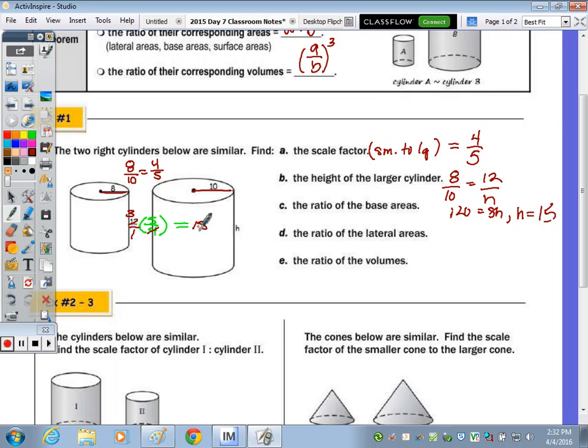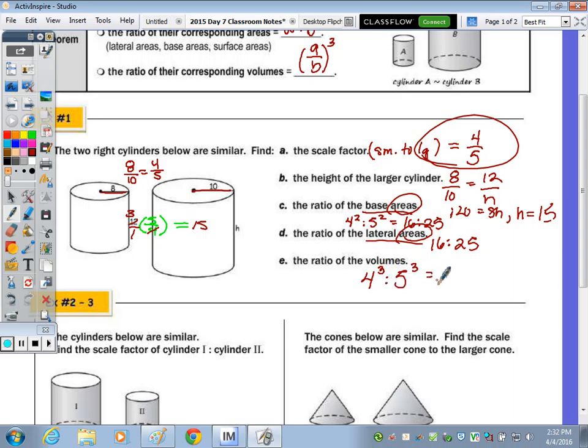And then what's the ratio of the lateral areas? If our similarity ratio is 4/5, the ratio of the base areas, and then we'll do lateral areas and skip that, is going to be what? 4 squared to 5 squared, yes, 16 to 25. It's not going to change because these are both areas, so this is also 16 to 25. And then the volumes. So it's going to be 4 cubed to 5 cubed.